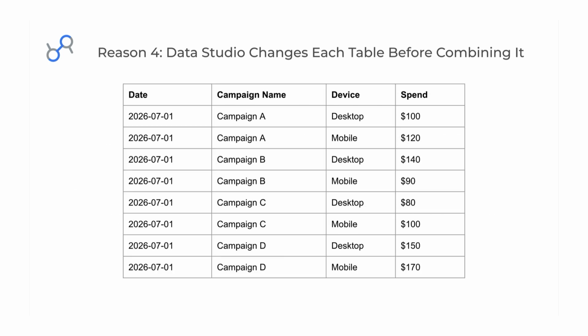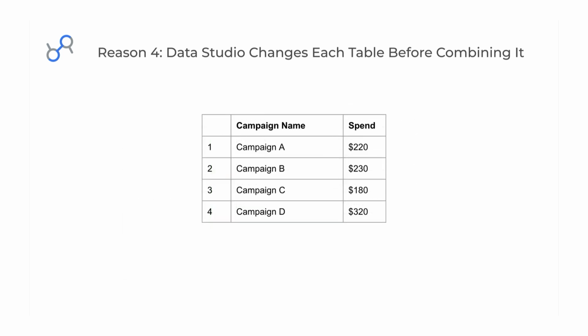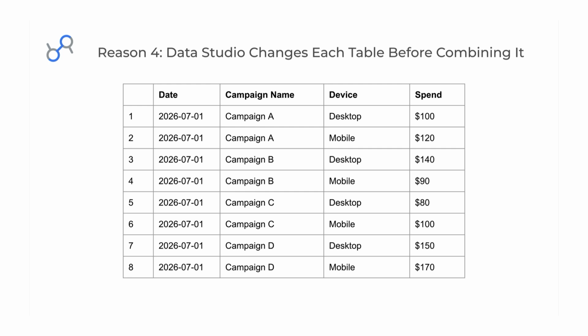Let's say my data source contains date, campaign, device, and spend. If I only add campaign and spend to the first table in my blend, Data Studio prepares a result summarized by campaign. It groups all the rows for the same campaign together and totals the spend. But if I add date, campaign, device, and spend, Data Studio now prepares the data at a much more detailed level. There may be separate rows for every combination of date, campaign, and device. That's a completely different table. And when that prepared table is matched with another prepared table, the result can also be completely different.